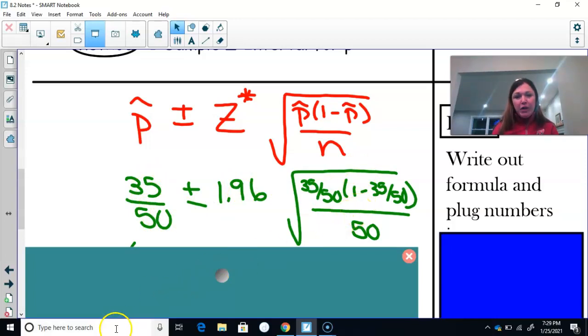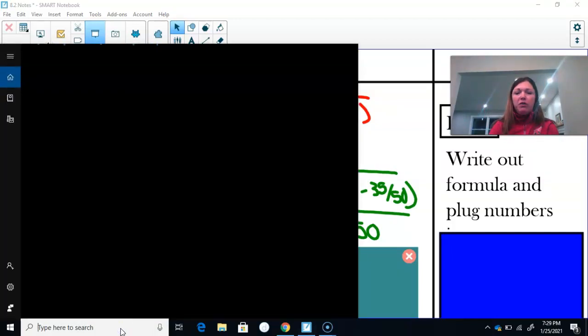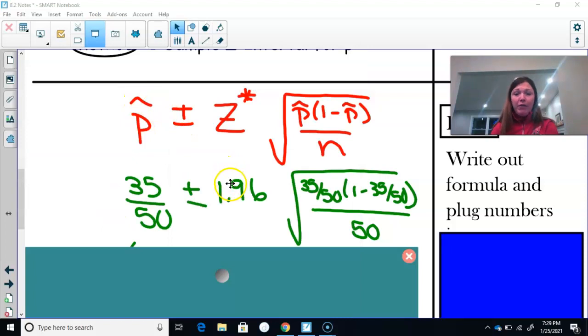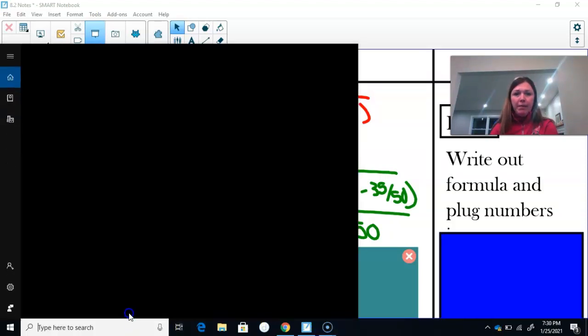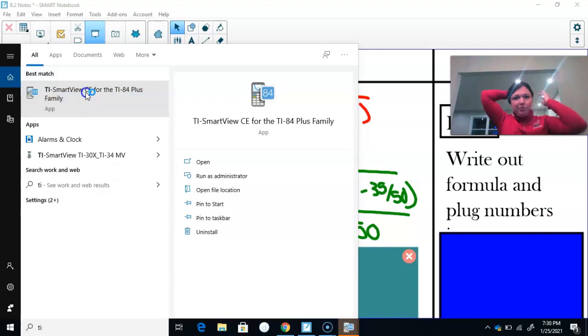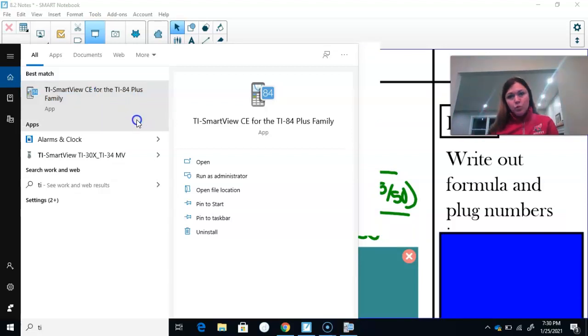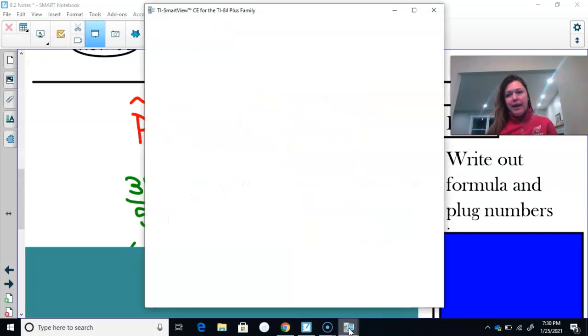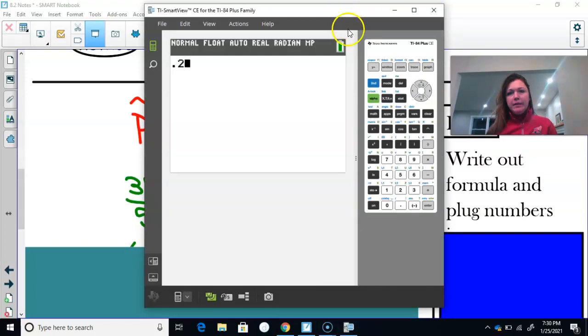Now what I want you to do is get your graphing calculator out. We could calculate this by hand in our calculator, but the graphing calculator is a very nice feature for you. So go ahead and pull out your TI. It's either on your Chromebook or you have your own handheld one. I'm pulling mine up now.